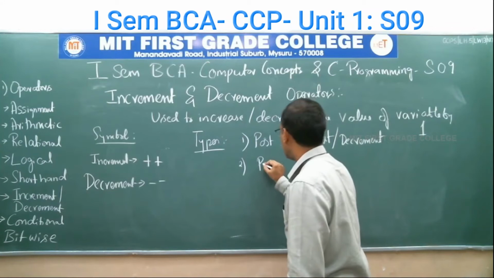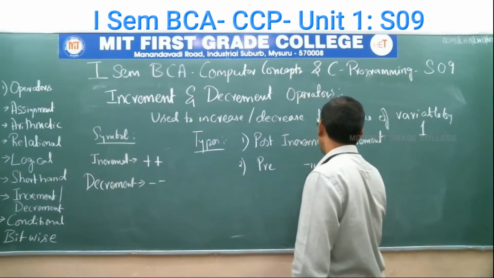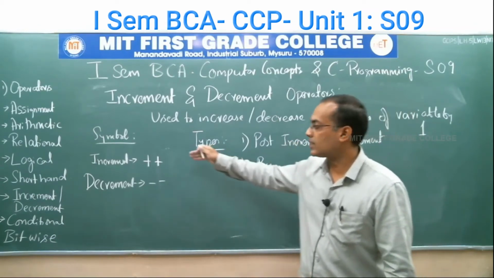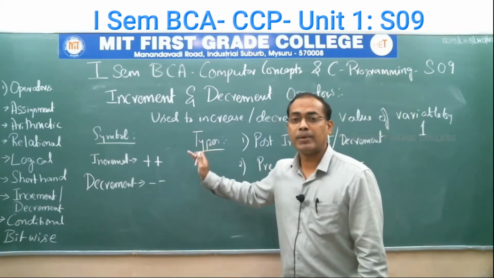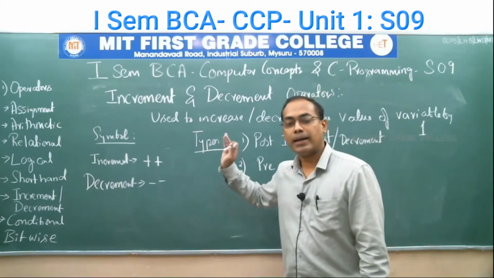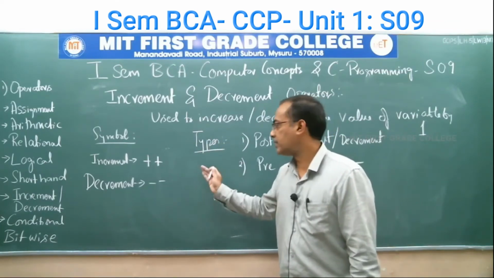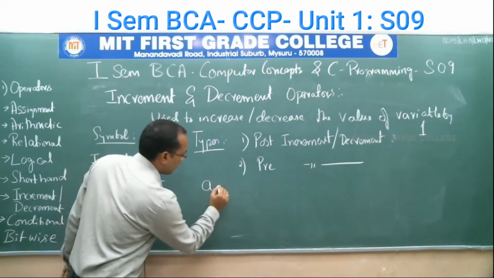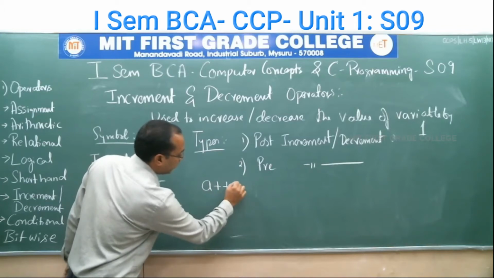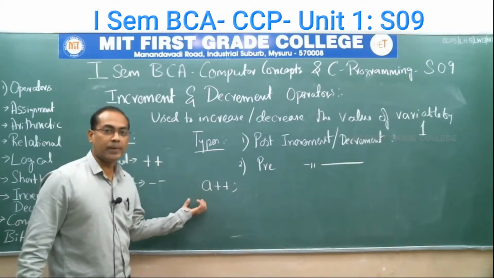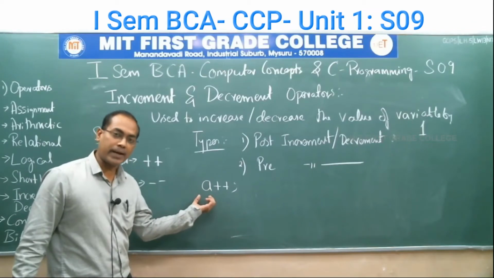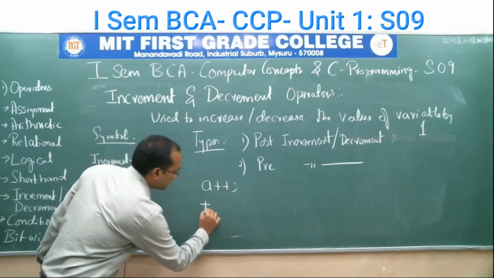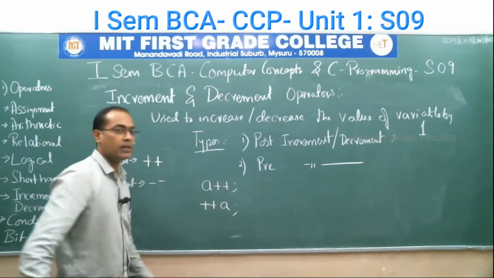Similarly, pre increment or decrement. In the case of post and pre increments, you are going to use the same symbol, but the symbol varies with respect to either prefixing or postfixing with the operand. For post increment, first you write the operand and then the operator. For pre increment, first comes the operator and then comes the operand.